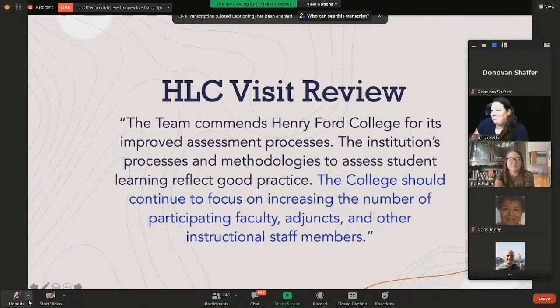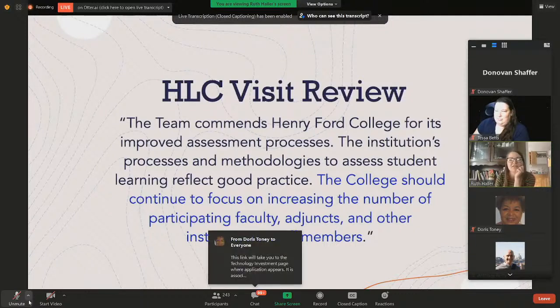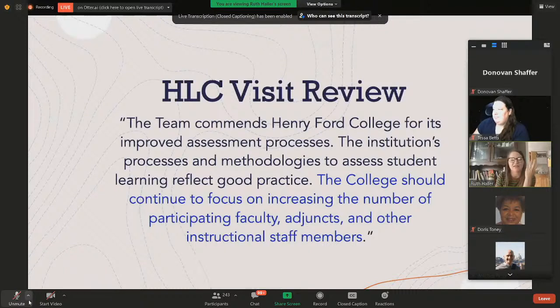And then this last comment gives some of their recommendations to keep improving. They said the team commends Henry Ford College for its improved assessment processes. The institution's processes and methodologies to assess student learning reflect good practice. The college should continue to focus on increasing the number of participating faculty, adjuncts, and other instructional staff members. So again, they were happy with a lot of the changes that we've made and our process for assessing and all of that. They just want to see more participation, more people doing it.